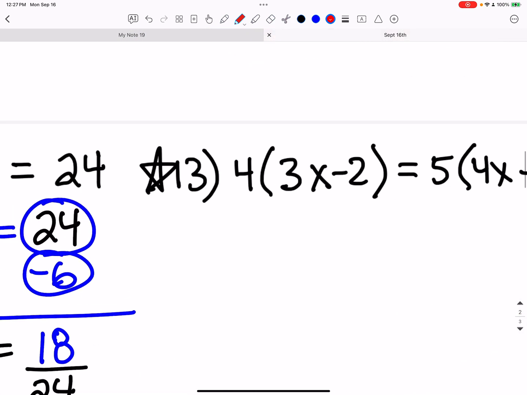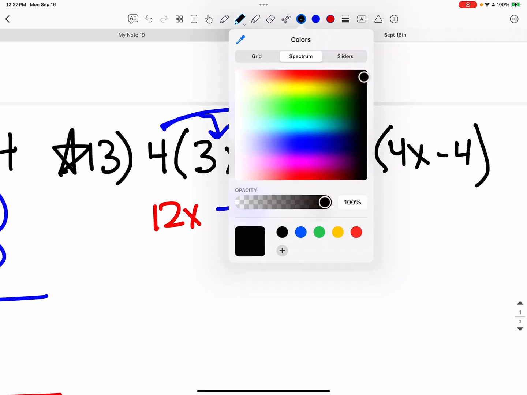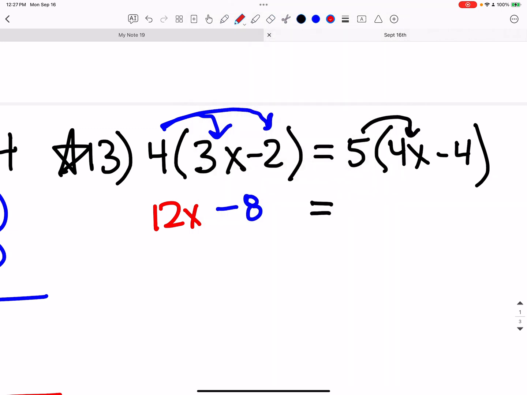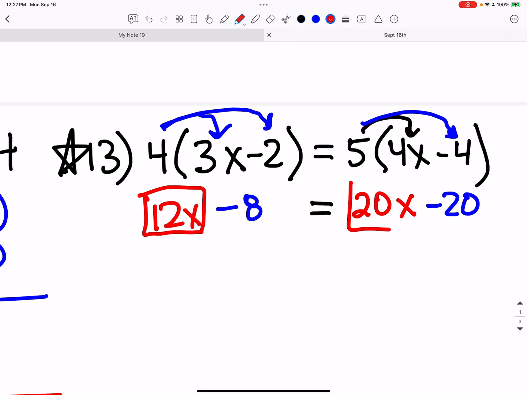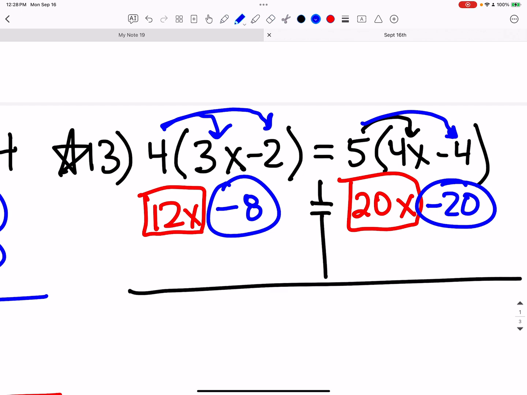All right, let's see this one over here. 4 times 3x is 12x. 4 times negative 2 is negative 8 equals 5 times 4x is 20 x's. 5 times negative 4 is negative 20. All right, there we go. Did all my Starbucks. My laundry, baby's laundry. Let's go ahead and do this. Let's add 20.